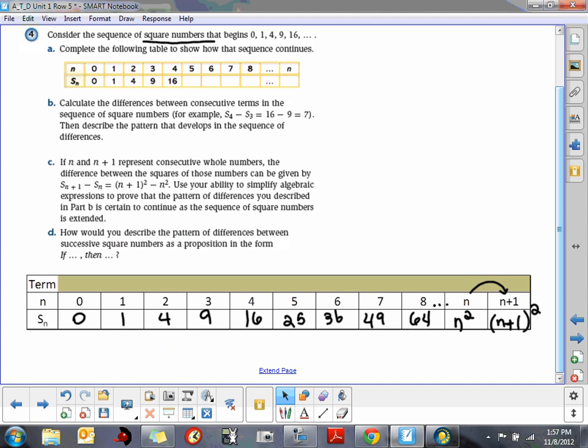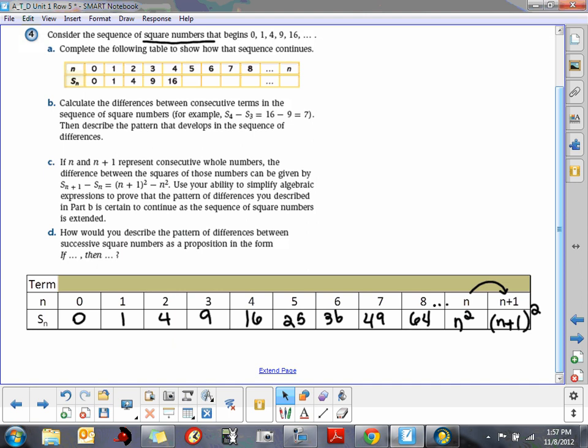Letter B, calculate the differences between consecutive terms in the sequence of square numbers. Read to understand that. What does it mean? Calculate the differences. What's that mean? What's the subtraction mean? Subtract. Between consecutive terms. What does consecutive mean?